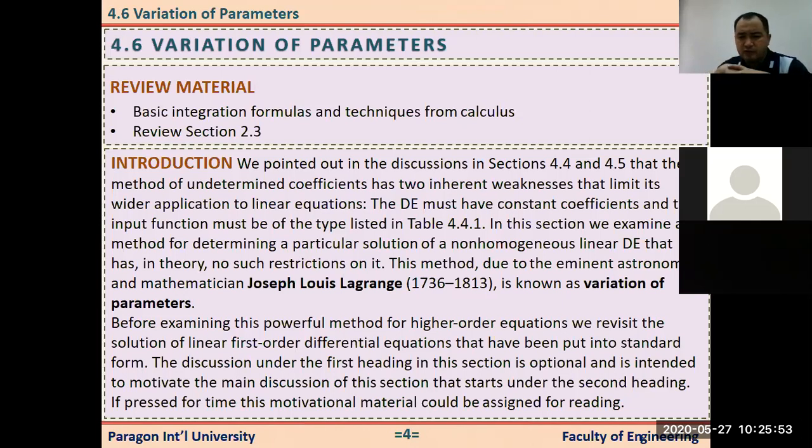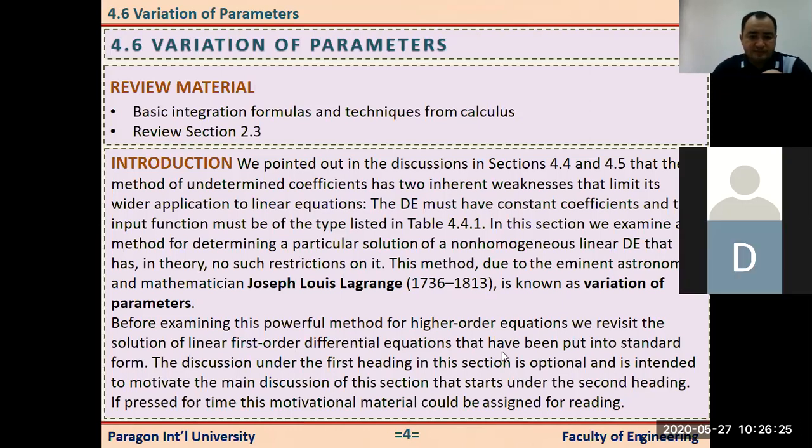This method is due to the eminent astronomer and mathematician Joseph Louis Lagrange, who was born in 1736 and died in 1833. He lived quite a long time. It is known as variation of parameters. Maybe some other mathematicians were dealing with this as well, but officially this guy was perhaps the first to publish a paper on variation of parameters, or he introduced this method to the math world at that time.